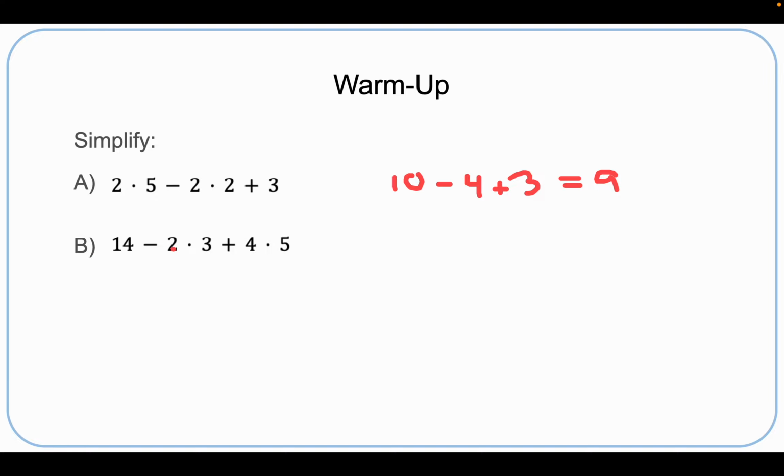Okay, and the second one, 14 minus 2 times 3. We're going to do that 2 times 3 first. So I'm going to put 14 minus 6. And then we're going to add 4 times 5, which is 20. And now add and subtract from left to right. 14 minus 6 is 8, plus 20 is 28.